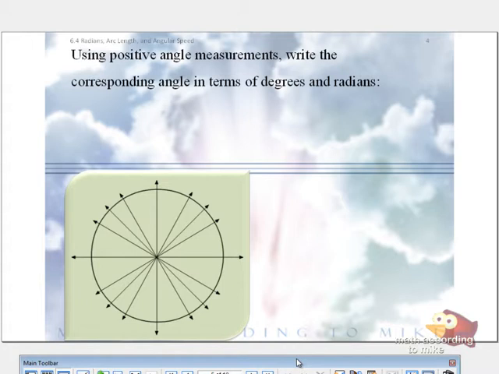I'm going to first write our quadrantal angles. So we have 0 degrees, 90, 180, 270, that got cut off there. And remember, this is 360.